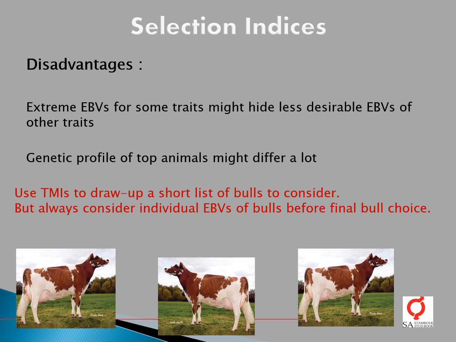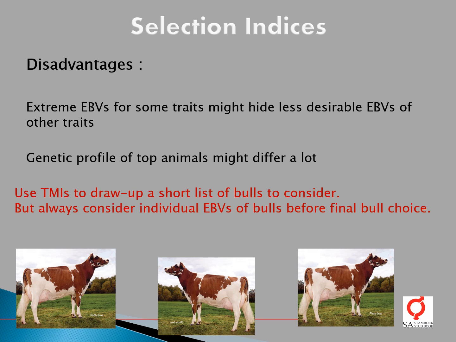Now, there are also some disadvantages involved in the use of selection indices. One is that a bull might have a very good selection index because some of the breeding values for some traits are very extreme, very high, and that might hide less desirable breeding values, and those less desirable breeding values might even be below the specific herd's genetic levels for those traits, and therefore those bulls will not improve the herd for those traits.